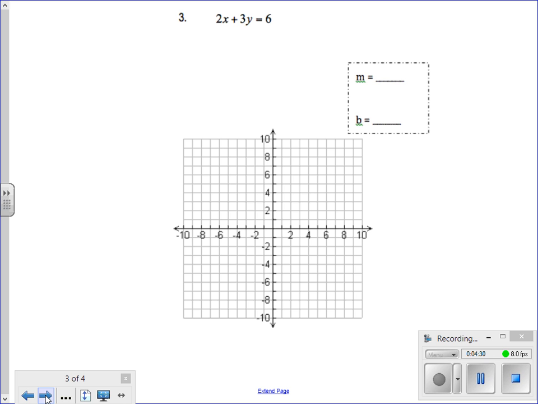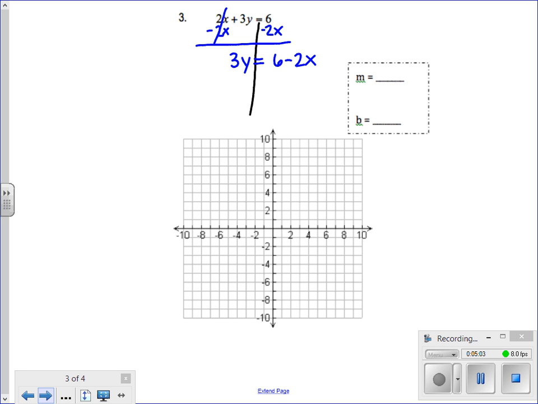Number 3, 2x plus 3y equals 6. This is very similar to the first problem in nature. I start by drawing my line, and I need to get y by itself, which means I have to move the x term first. I'm going to go ahead and subtract 2x from both sides, which leaves me with 3y equals 6 minus 2x. Just like example 1, that 6 and 2x are not allowed to combine.